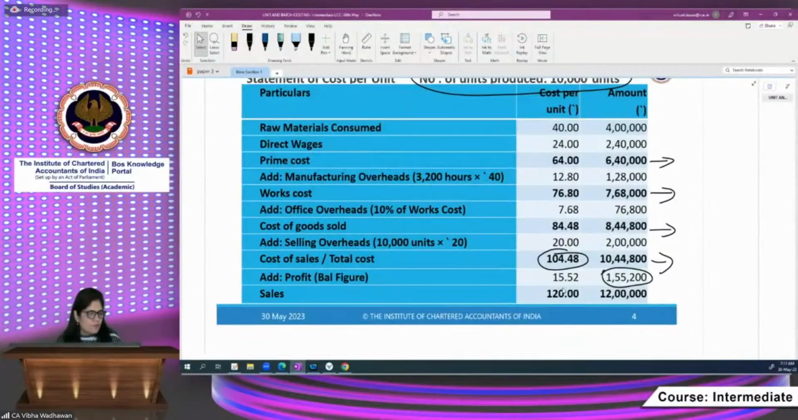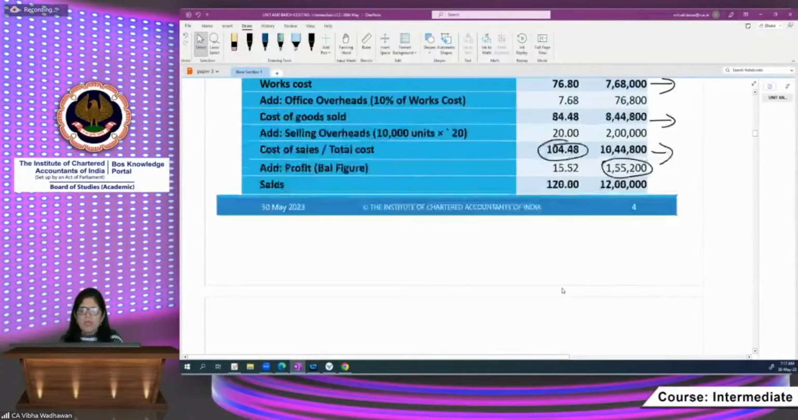Shall we move further? Any doubts so far? 15.52 per unit cost. No, it's 104.48. Rashmi, you just rework your solution. Okay, profit per unit is 15.52, but the question is telling us to calculate cost per unit and total profit. But let's move on.